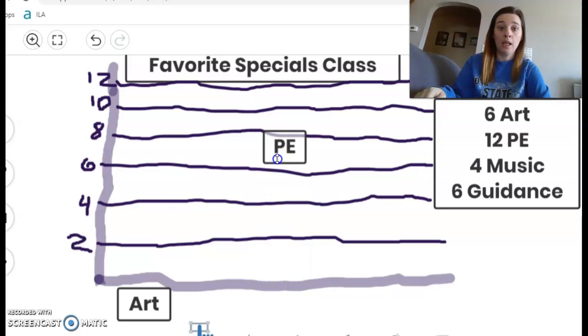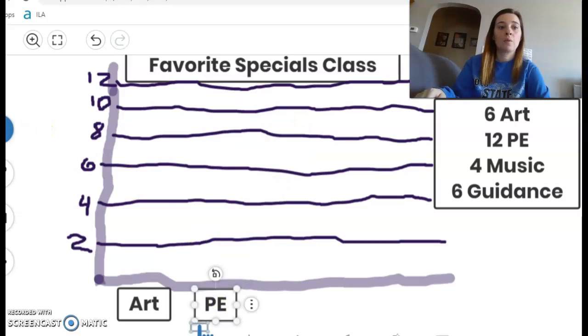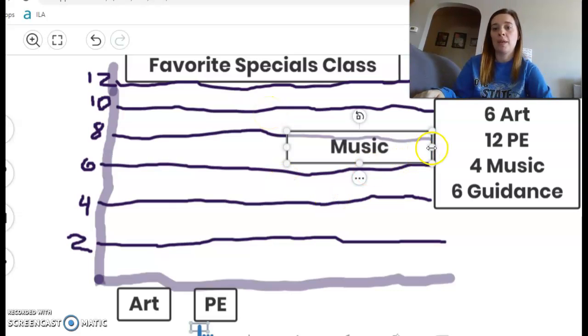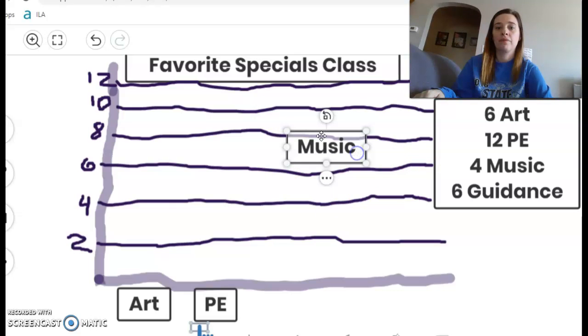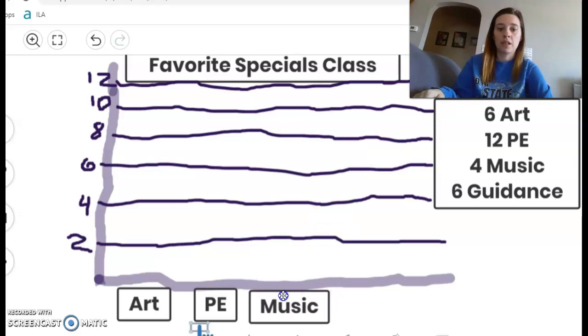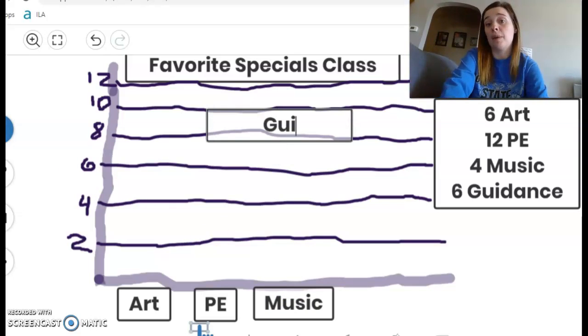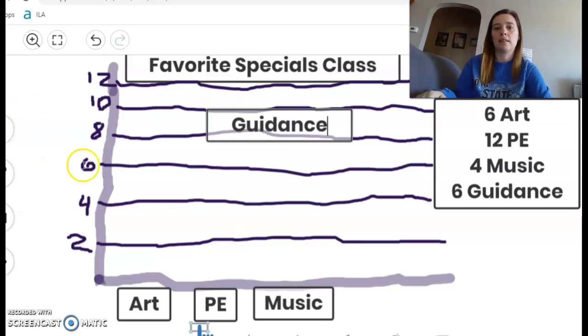Whoa! Got to make sure I can grab it, huh? PE. And then we're going to go music. We're going to make that box smaller. Clear down here, music. And my last one, it's going to be my biggest box because it's my biggest word. Guidance.